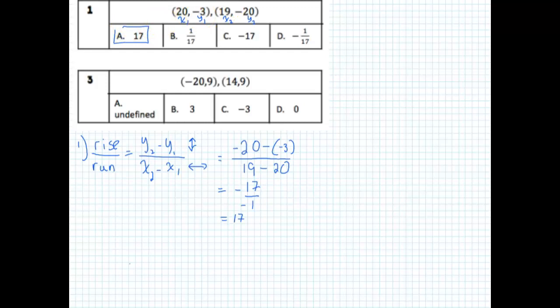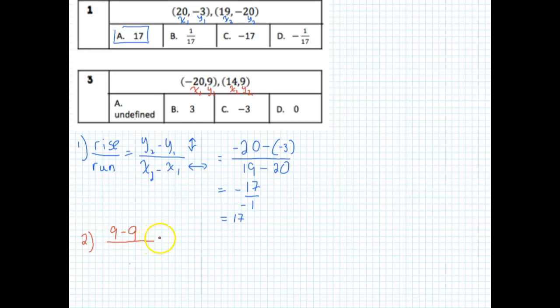I'll just show another example. Again, it doesn't matter which point I label as 1 and 2. So I'm going to just label this x1, y1, x2, y2, okay? So for number 2, rise over run, y2 minus y1 is going to be, what, 9 minus 9, so it has a slope of 0. I can see that right away.